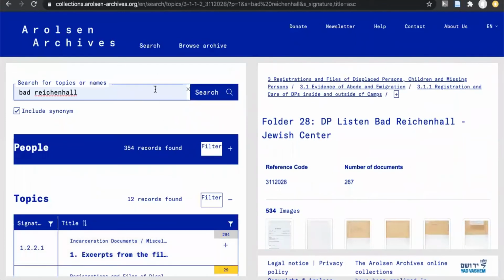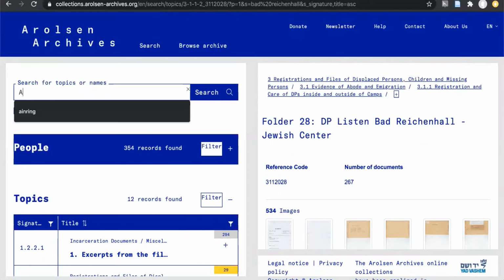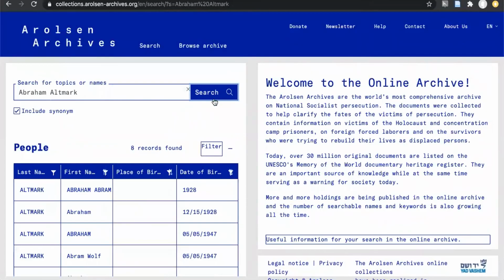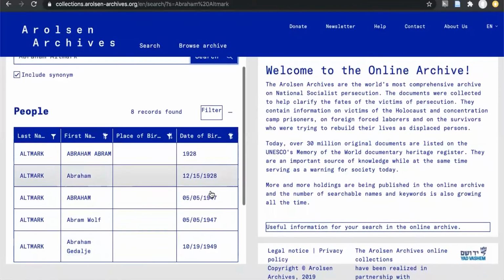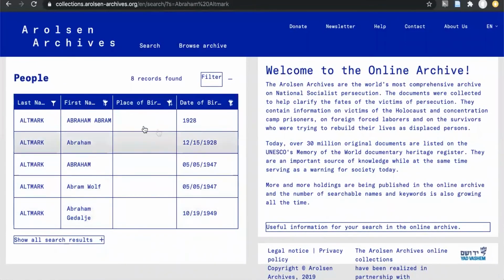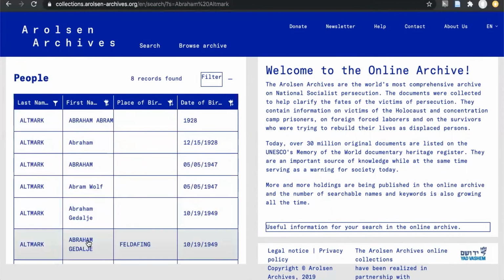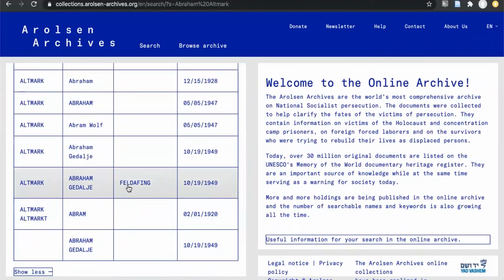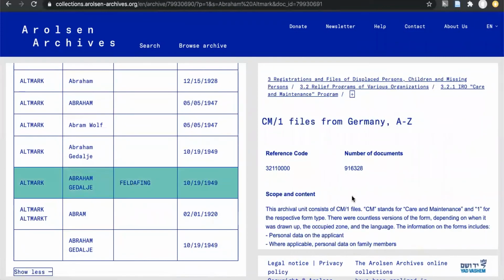And if you have a specific family member and if you want to see if there are any documents for them, then you can search their name. Let's go with Abraham Altmark. And so we can see a couple of different people who have come up, which we can tell by their different birth dates. Let's click on Show All Results. And so here we have one Abraham Altmark. He was born in Feldafing.